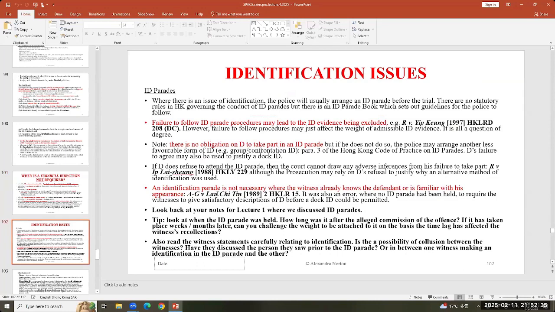So I put for you some points about ID parades. You don't always need an ID parade. If the witness knows the defendant, you don't need an ID parade. My mother doesn't have to come and identify me in an ID parade. If there's no issue about identification, you don't need an ID parade.